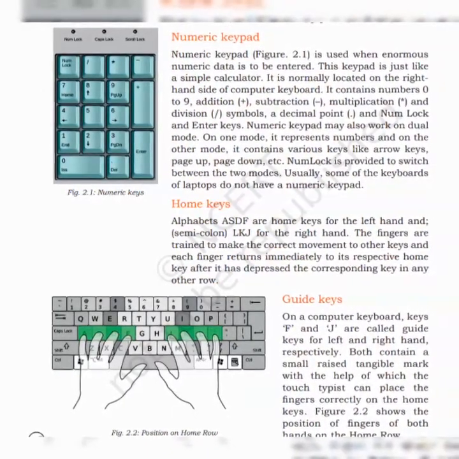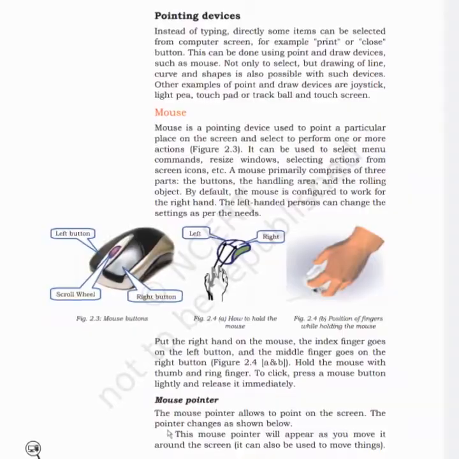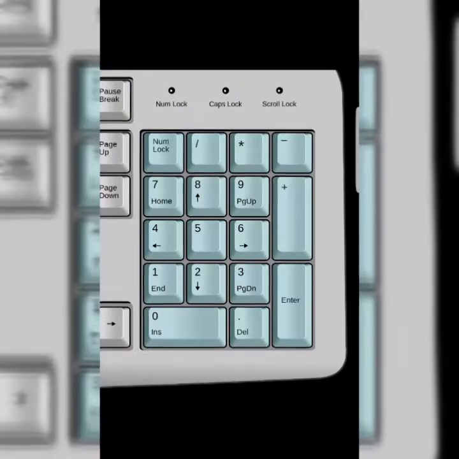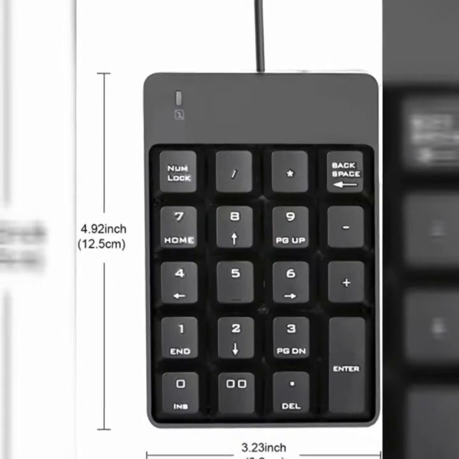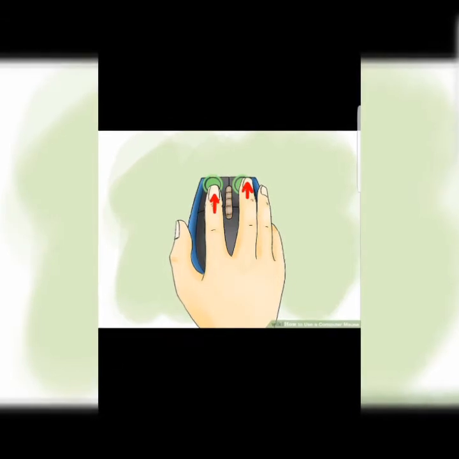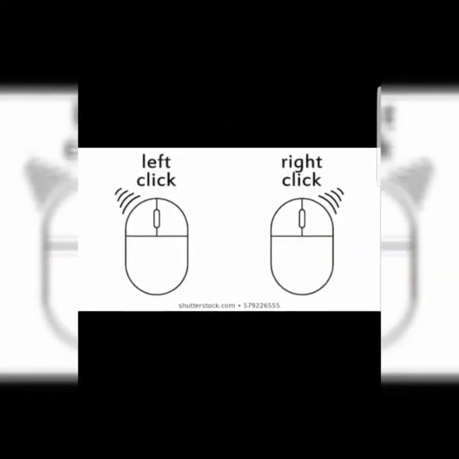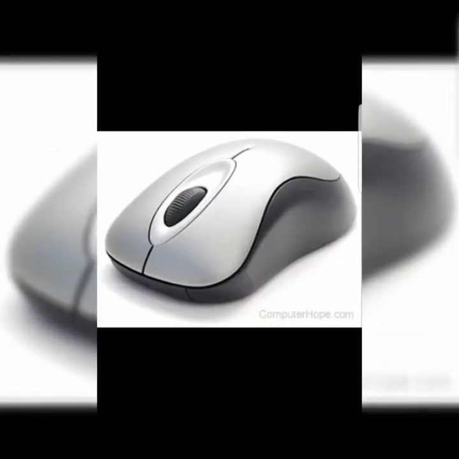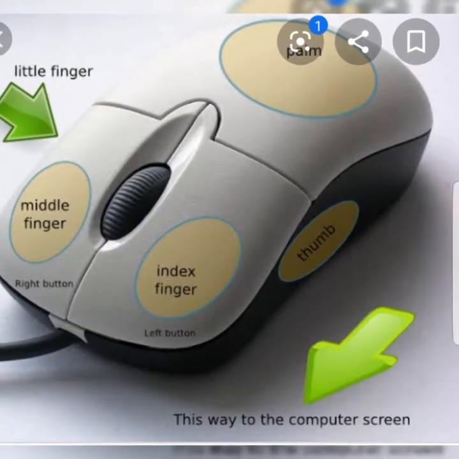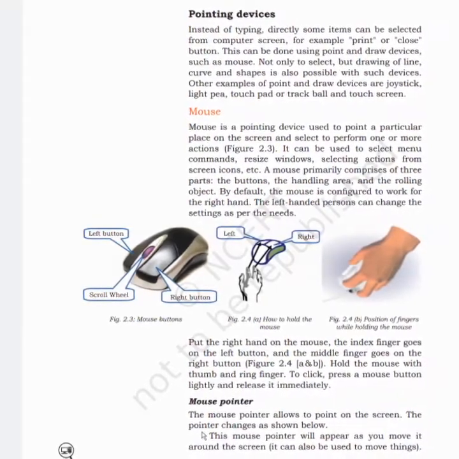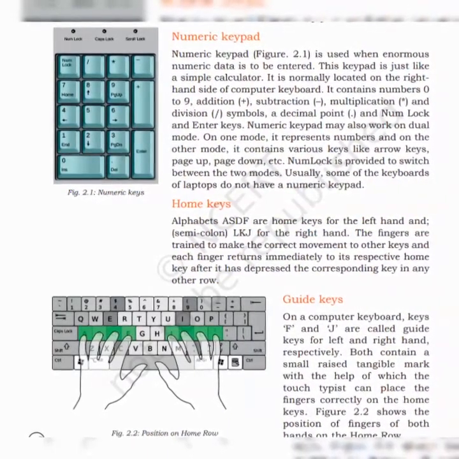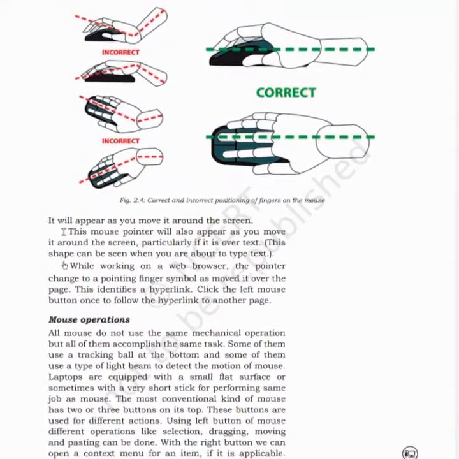Okay. So we have some mouse operations as well. These are common to all mouse actions. First is left click, or we can simply say a click. It's used to select an item. Press down once on the left button with your index finger, because when we place our right hand on a mouse, on the left button we place our index finger, and on the right button we place our middle finger. So in order to do the left click, we have to press with our index finger.